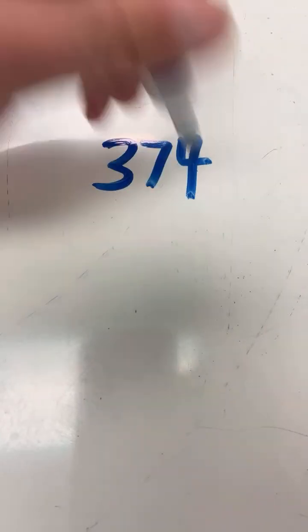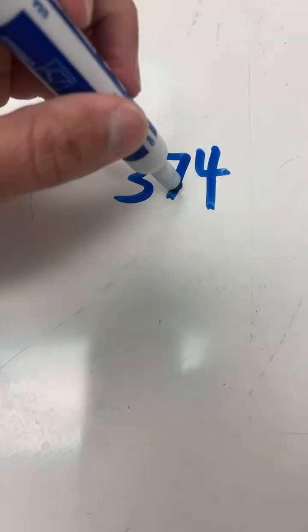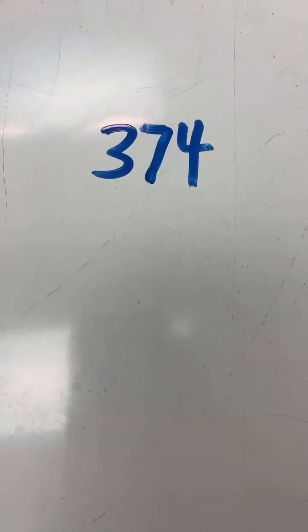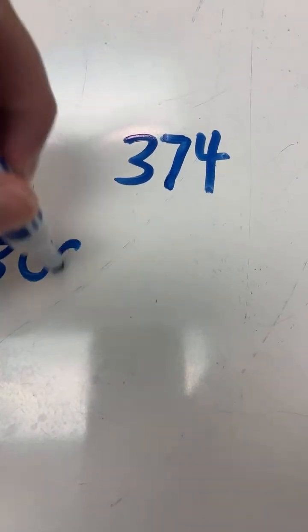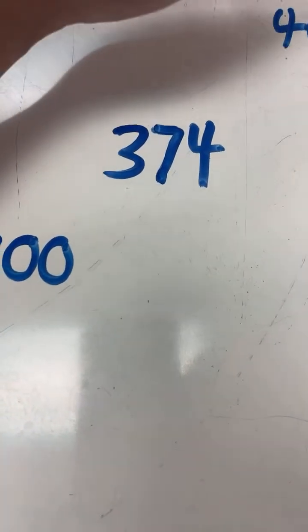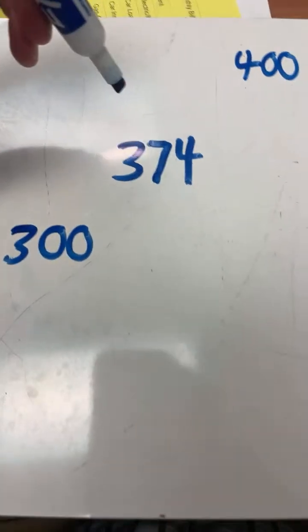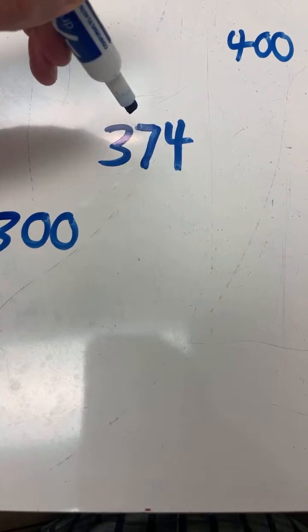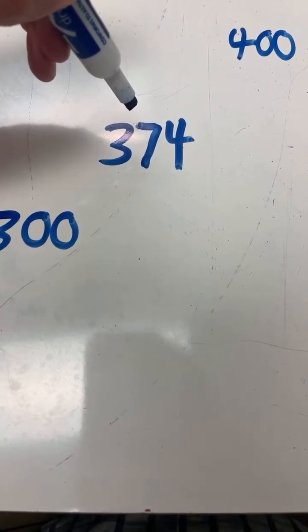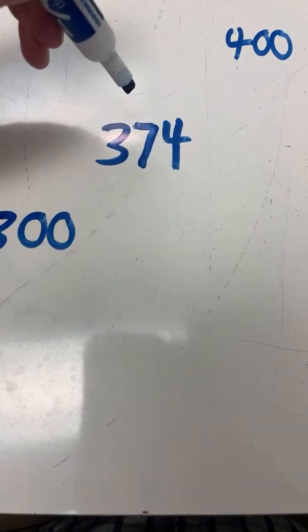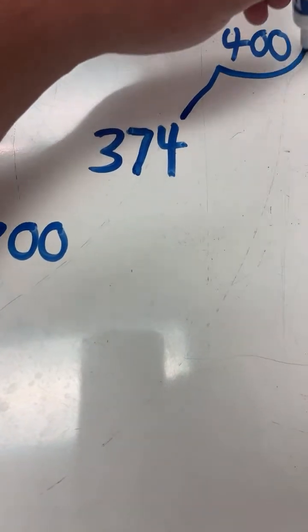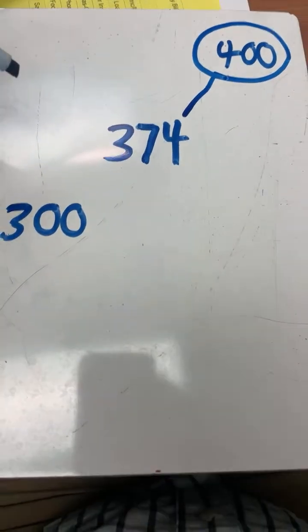All right, 374. Round 374 to the nearest 100. 374 is in between 300 and 400. Looking at the digit in the tens place, the digit in the tens place is a 7. So we round up. 374 rounded to the nearest 100 would be 400.